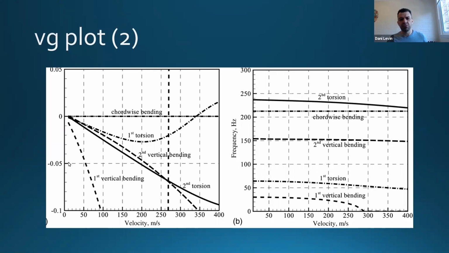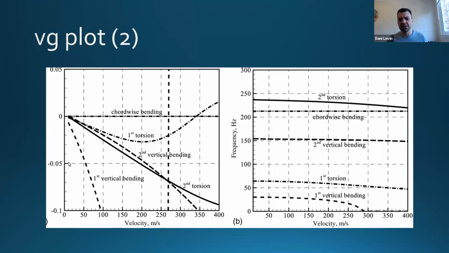When you increase your velocity, your aerodynamic damping is increasing or decreasing, and this is the vertical axis of the G plot. In aeroelasticity, it's really weird, I know, but negative damping means stable. This is one of the ways to show where flutter occurs. For example, let's follow this mode. This is the first torsion. You see, this frequency is slightly decreasing, and while it decreases, it changes the damping from negative, which is stable, into positive. So this point is the flutter solution. This is one of the ways to show the flutter results.